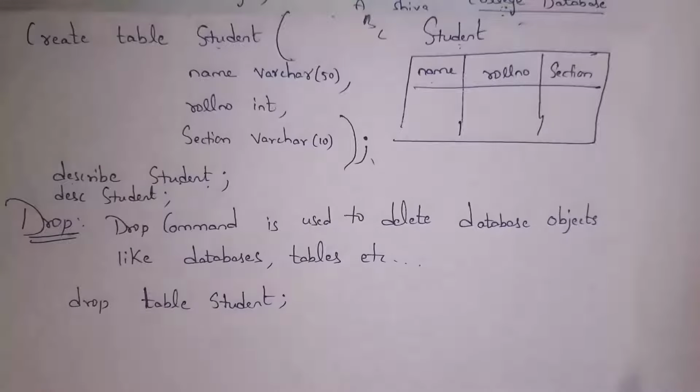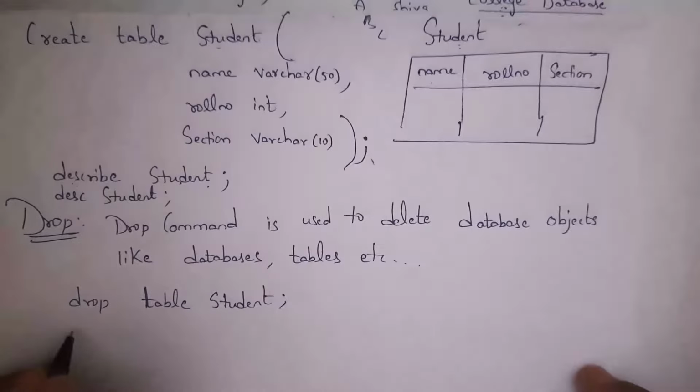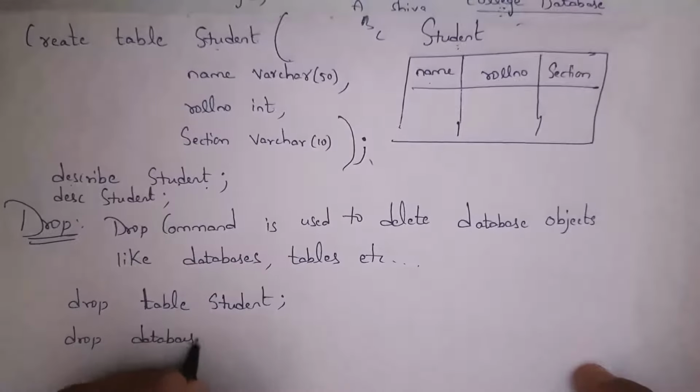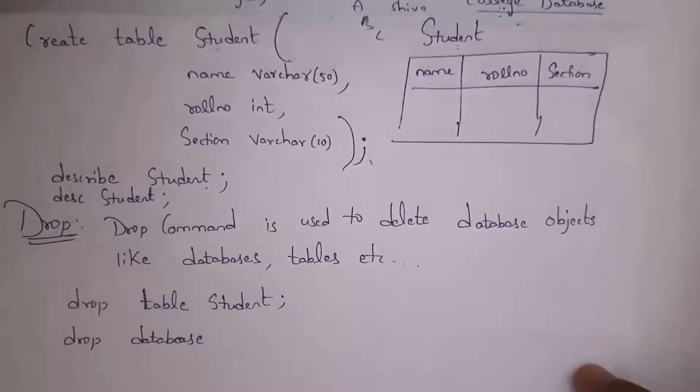For example, I want to delete complete database. So in order to delete complete database, you need to write drop database, and here you need to give database name. For example, I want to delete college database.